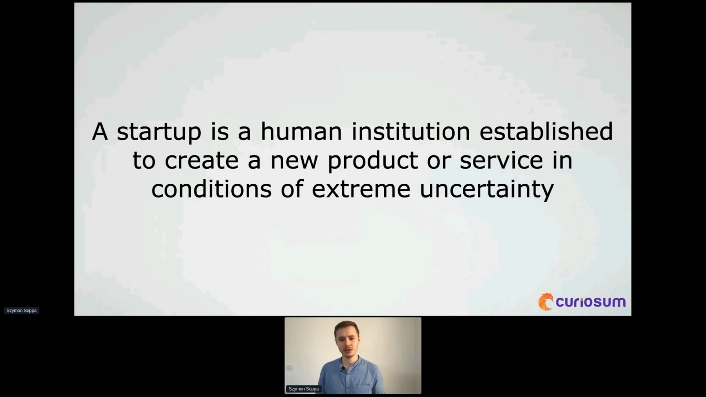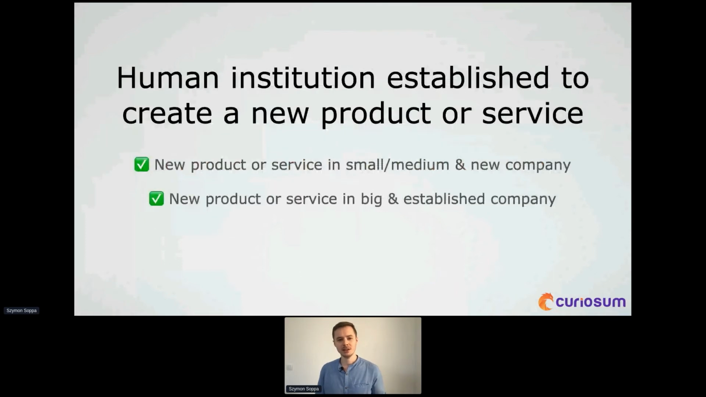However, what I would like to point out more is that it's a human institution established to create a new product or a service, which means that there are two cases here. First of all, it might be a new product or a service in a small, medium, new company. And second of all, a startup can create a new product or a service in a big established company. So you can call a startup a group of people working in a corporation whose goal is to bring a new product or a service to the market.